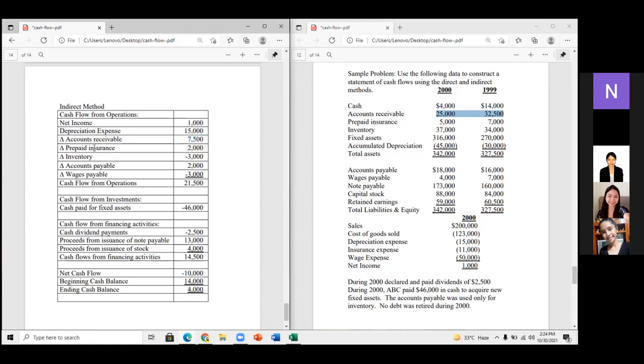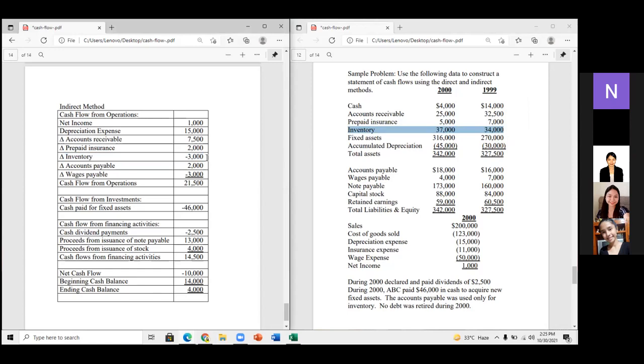Tapos yung sa prepaid insurance naman, same lang siya. Kung mapapansin nyo din dito sa problem, nagkaroon din siya ng decrease. From 7,000, naging 5,000 na lang siya. So, same, i-add back natin siya dun sa net income na 2,000. And sa inventory naman, dinidak na natin siya. Kasi dito, makikita nyo yung inventory, nagkaroon siya ng increase. 'Di ba kapag increase sa current asset, magiging subtract siya or deduct siya sa net income. So, ayan, nagkaroon tayo ng deduction na 3,000.